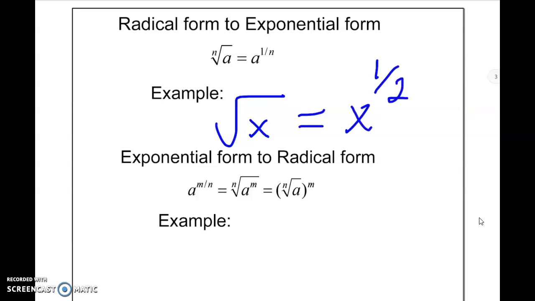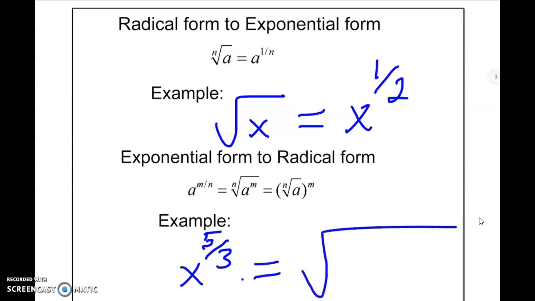Okay, exponential form to radical form. So if I started with something like x to the 5 over 3, what I'm going to do: numerator goes inside with my base, denominator is my index. So what does that look like? Okay, base goes in, numerator goes with base, denominator goes in the index. Okay, so that's how that works, that's how that looks. Okay, so it's just converting.